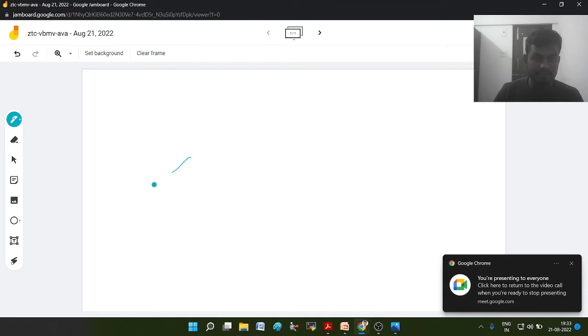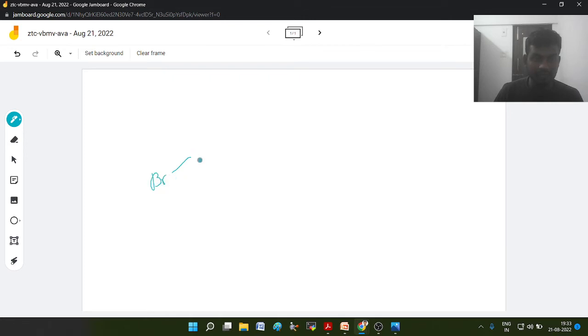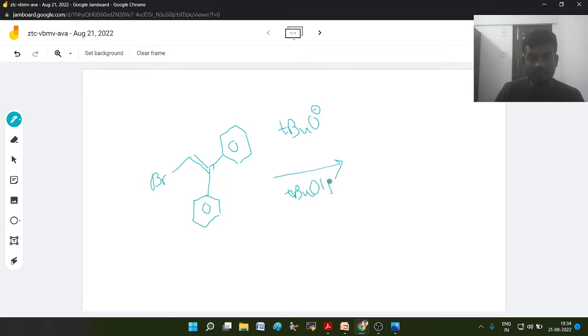So I have a system Br and then a double bond, an aromatic ring. I am showing it as a phenyl ring. So this is the system of our interest, and then I have tertiary butoxide in tertiary butanol solvent. And then this time I will give you the rho value. The rho value is around 9. I forgot, but it is around 9, I remember.